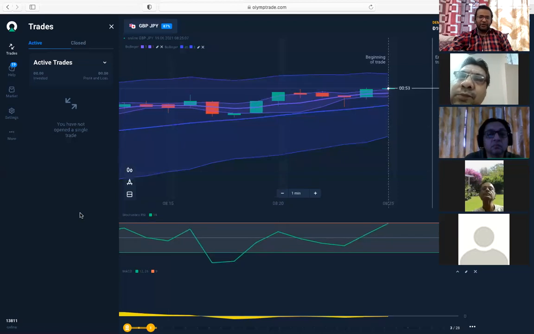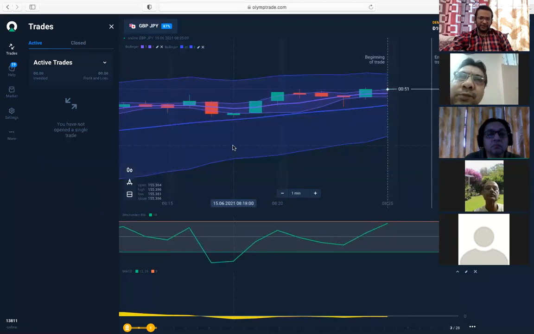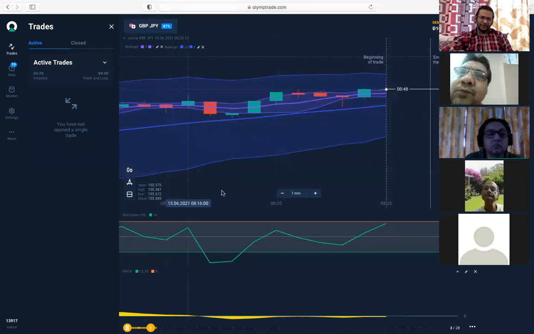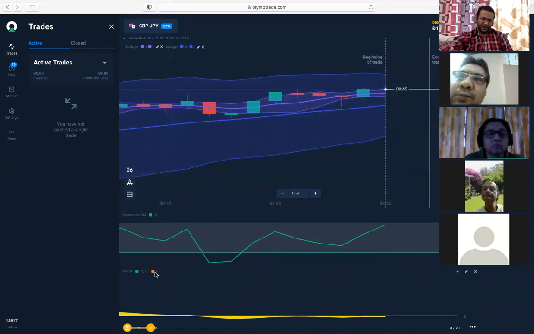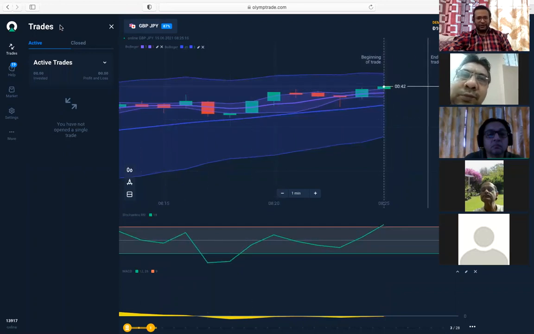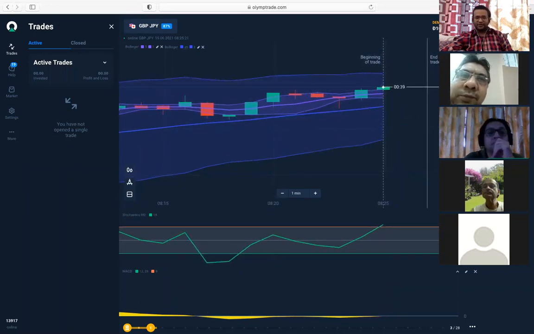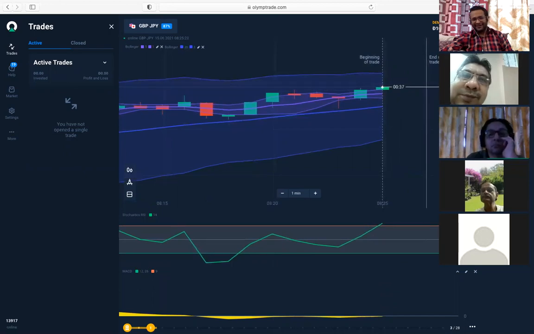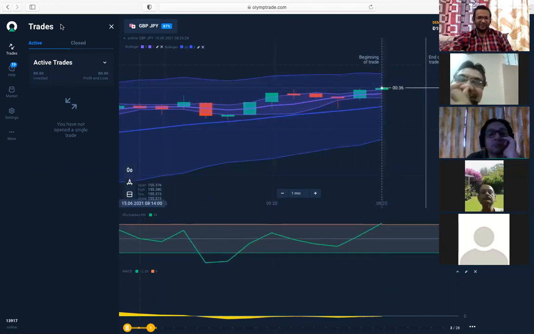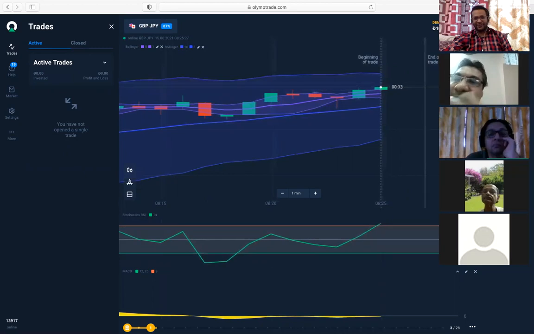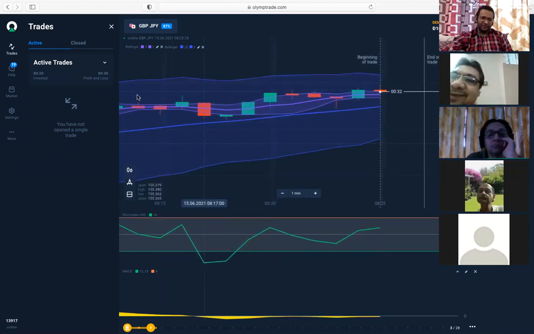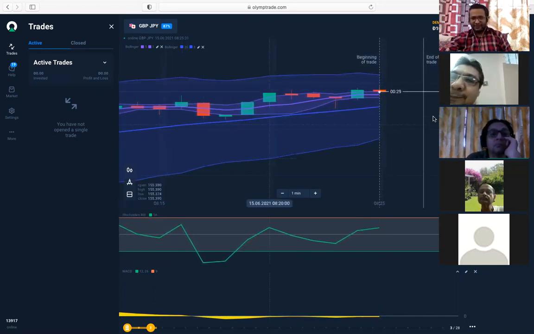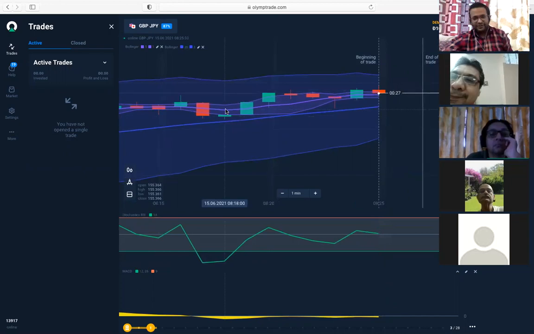The Alligator we are not using in this particular strategy. We are using two Bollinger bands, then stochastic RSI, and MACD. Plus one more indicator you always need is your brain, and some experience and some common sense also. So we will use that as well. Let me share this strategy with you.